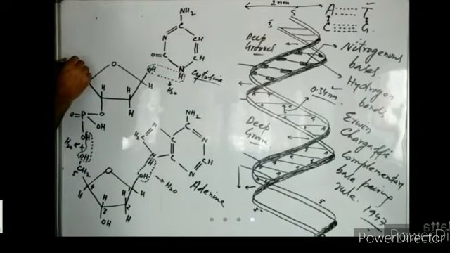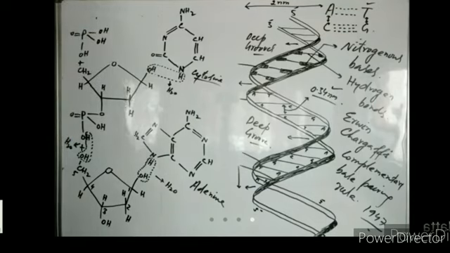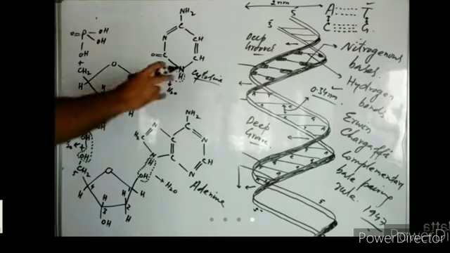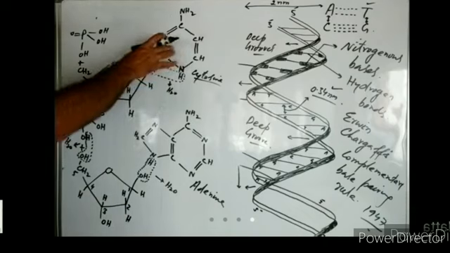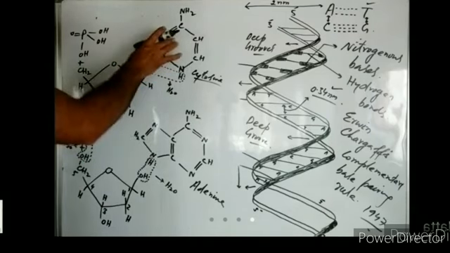Then it joins with another phosphoric acid molecule, like this. Right? So when it joins with another phosphoric acid molecule, it forms cytidine nucleotide, cytidine monophosphate. So one nucleotide joins with another nucleotide.